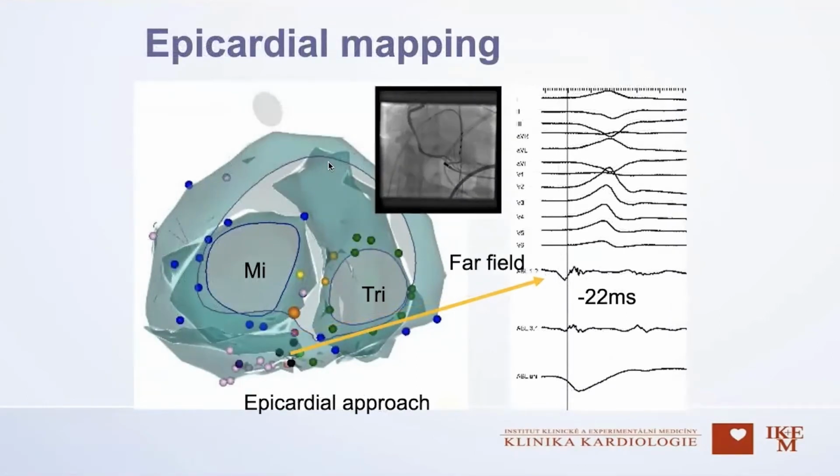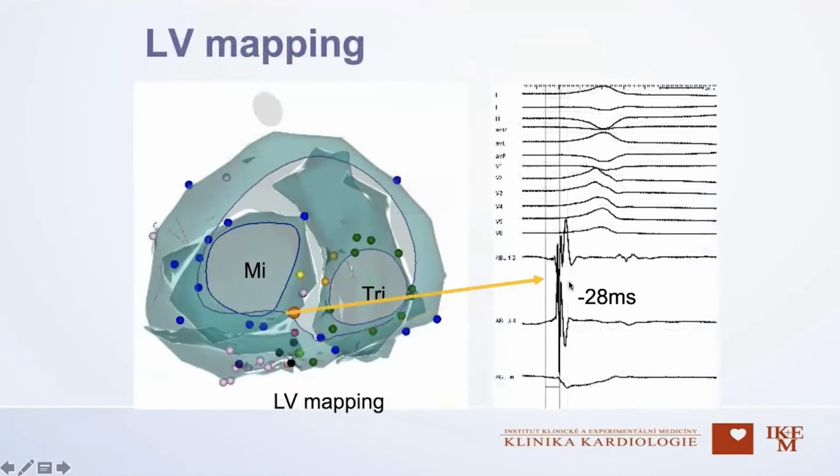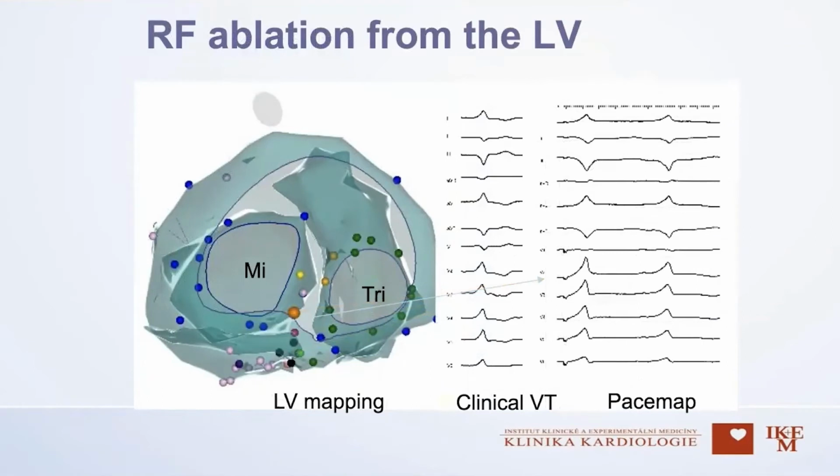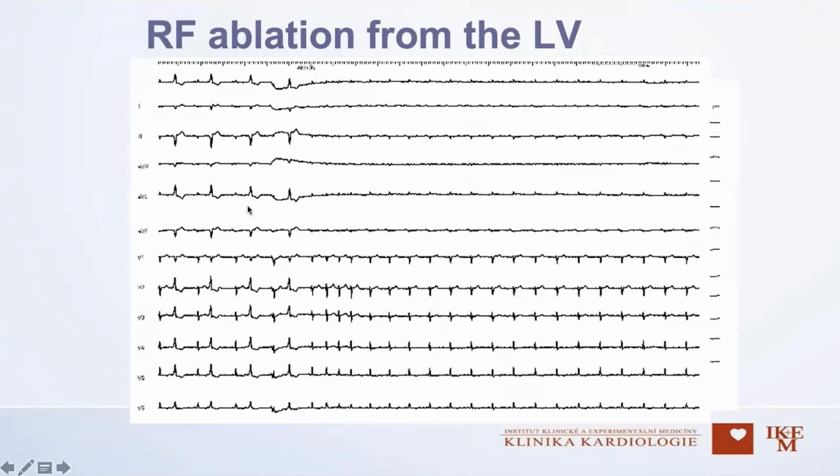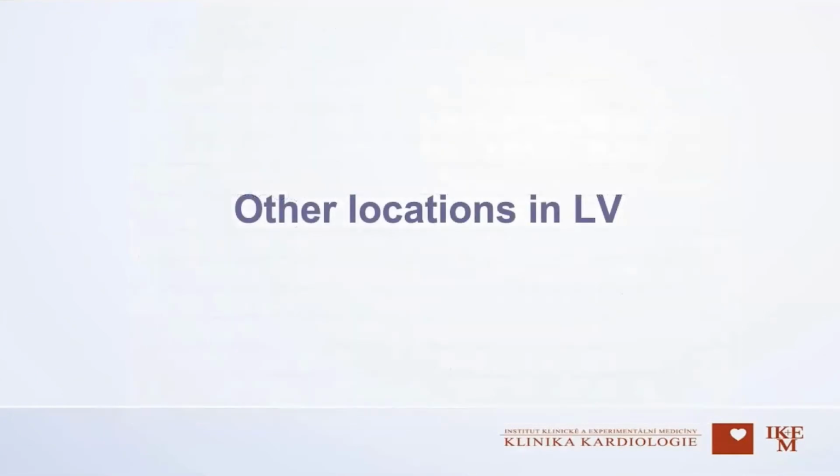Then you can go epicardial, which is what we did, and there is a far-field signal. So it was not really epicardial. And if you go to the left posteroseptal space, there is some fragmentation at the beginning. So this was quite early, and the ablation was successful in this area because there was also a reasonable pace map. And you see that immediately when we started ablation, the ectopy disappeared. So you have to map all around.